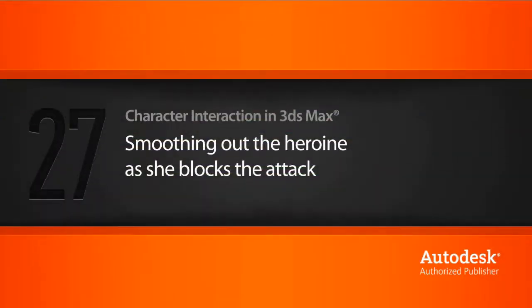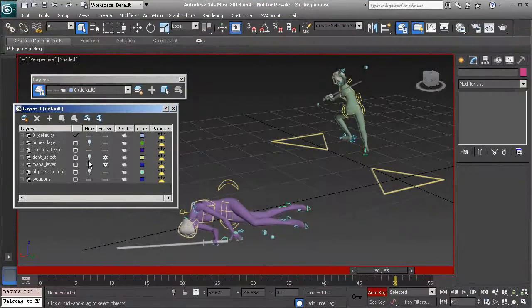We're now ready to begin polishing the heroine's performance, and in this lesson, we'll work on smoothing her out as she blocks the attack. Let's get started by showing our connect curves. I'll go ahead and unhide the don't select layer.